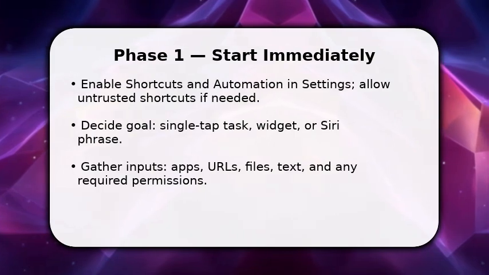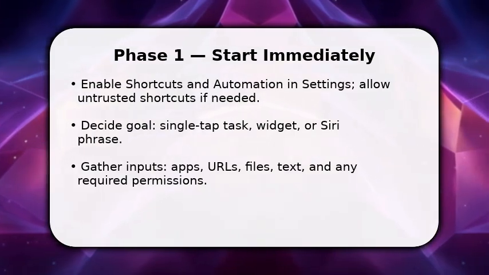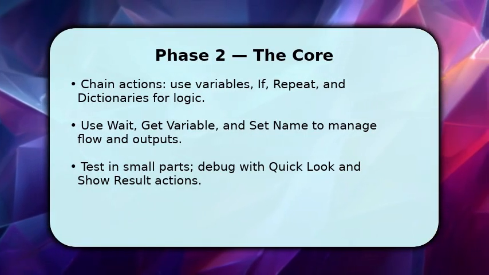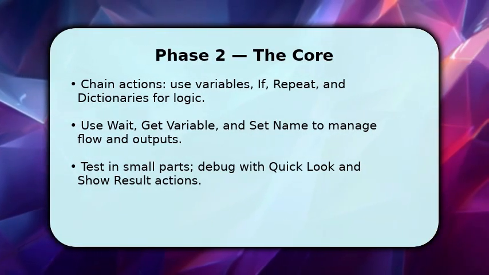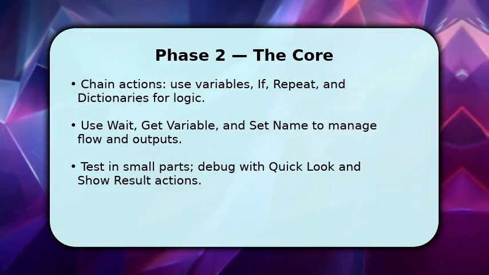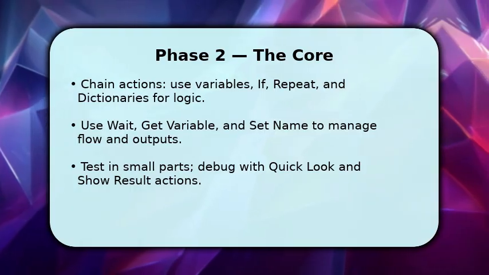Now build the core. Compose actions in sequence and insert if blocks where decisions matter. Variables store intermediate values, so name them clearly. Use repeat for lists and dictionaries for structured data. That way you can parse JSON or API responses reliably.